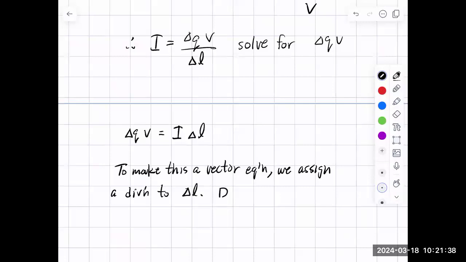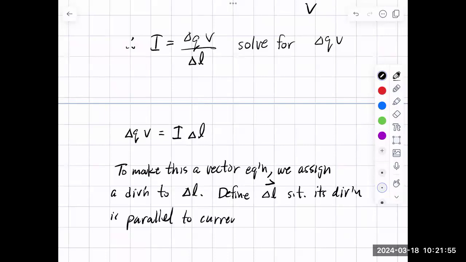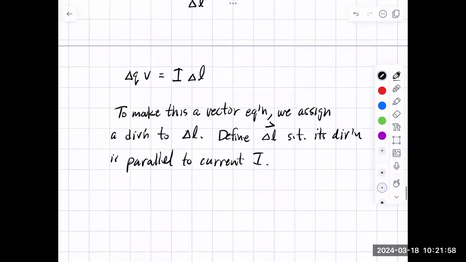So we define delta L such that its direction is parallel to the current I. And if we do that, we could say delta Q times V, where V is now the full velocity, is equal to I times delta L. And we're going to sub this into equation 1.